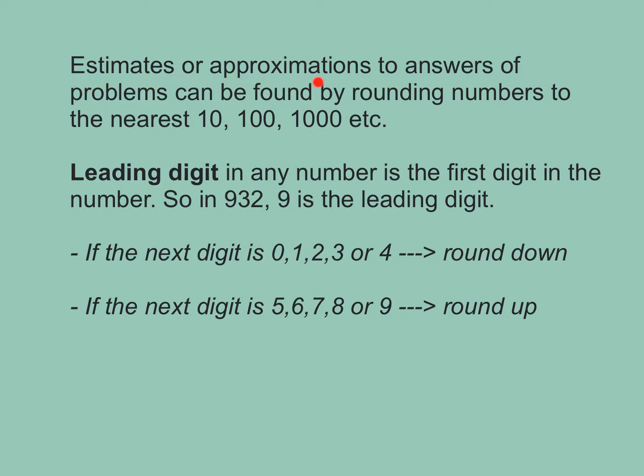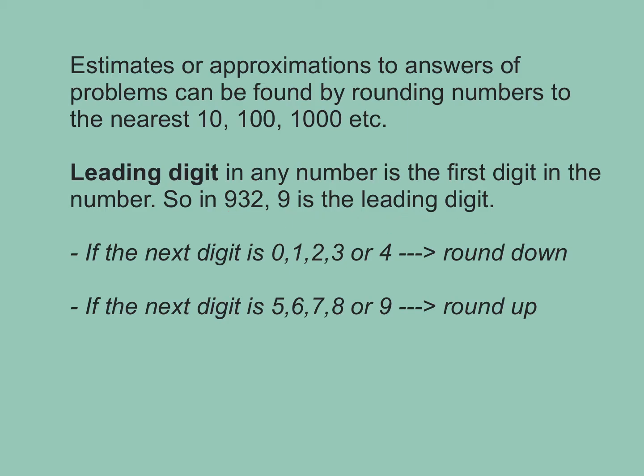Estimates or approximations to answers of problems can be found by rounding numbers to the nearest tens, hundreds or thousands. So this is estimates or approximations that we're talking about. If we look at a number, for example 932, we sometimes refer to the leading digit. The leading digit is the first number in any sequence of numbers. So in this case the 9 is the leading digit.